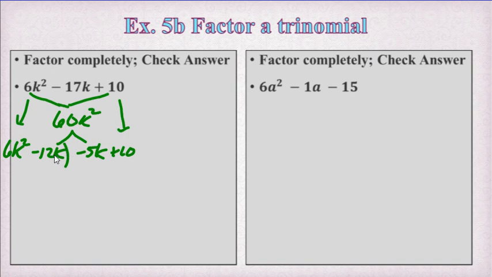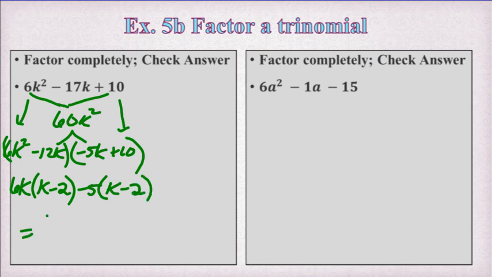Now I can factor. I can take a 6k out. That leaves me with k minus 2. On this side, I can take a negative 5 out. That leaves me with k minus 2. So my answer would be k minus 2 times 6k minus 5. And very quickly, I can just check. k times 6k is 6k squared. I have negative 2 times 6k is negative 12k, plus a negative 5k is negative 17k. Negative 2 times negative 5 is a positive 10. That's a quick way of double checking.